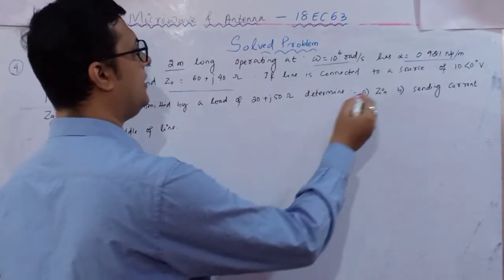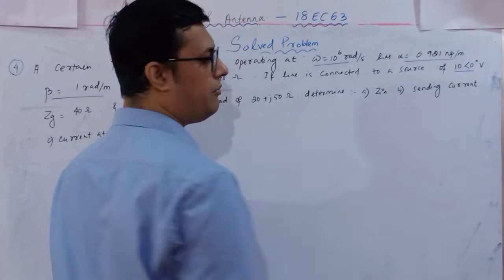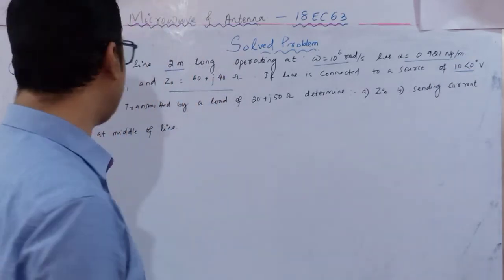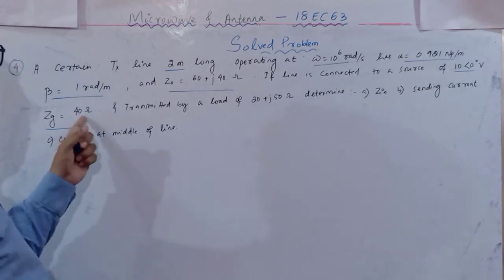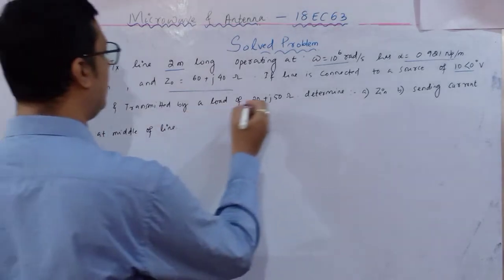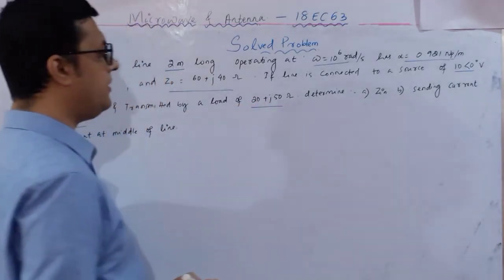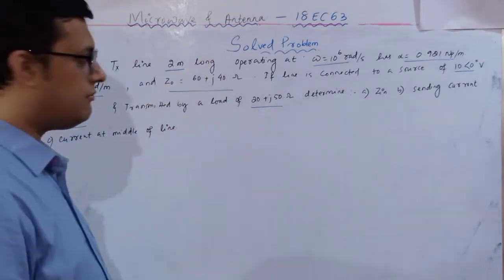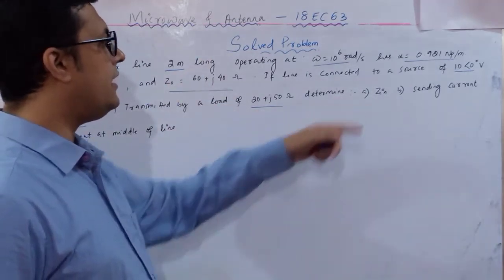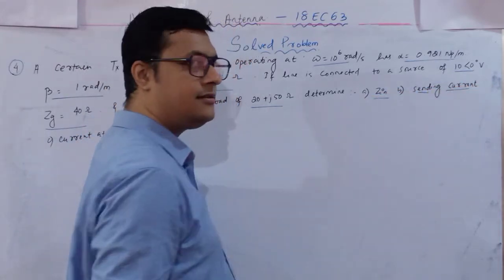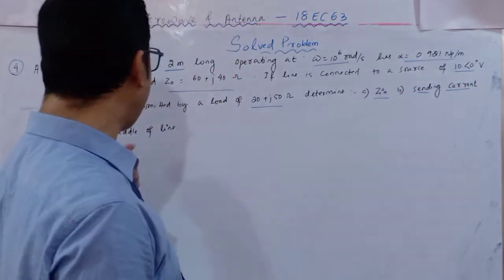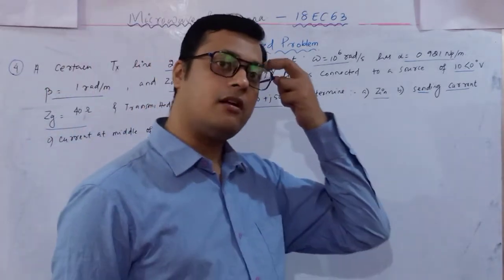If the line is connected to a source, meaning the generator potential is given 10 angle 0 degree, with generator side input impedance 40 ohm and terminated by a load of 20 plus j50 ohm at the load end. We have to determine the input impedance, we have to determine the sending current, and we have to determine the current at the middle of the line.